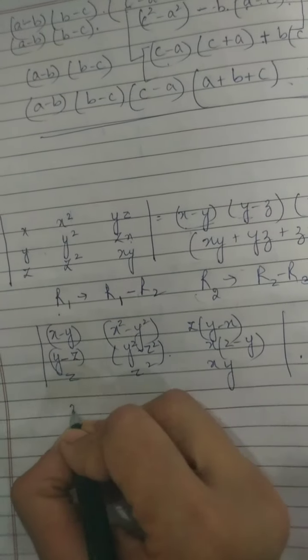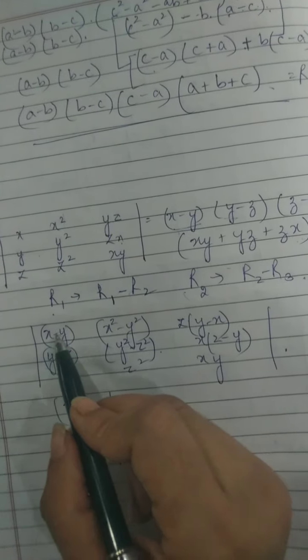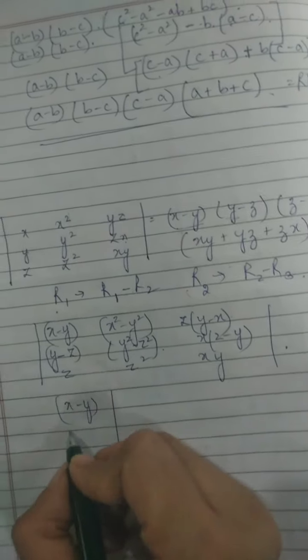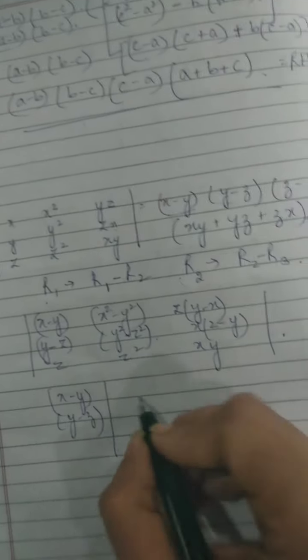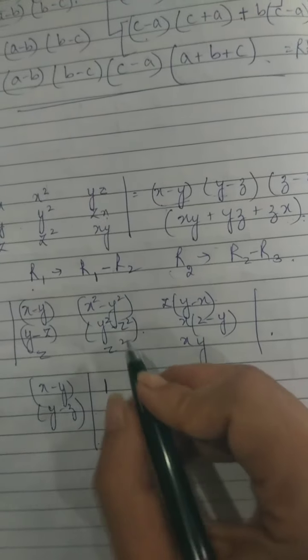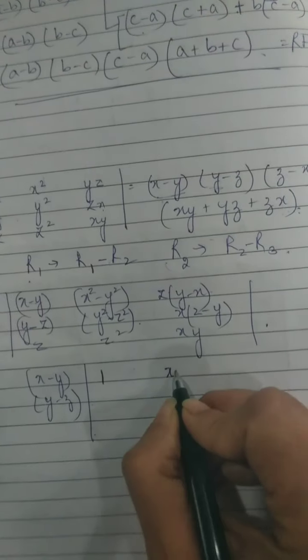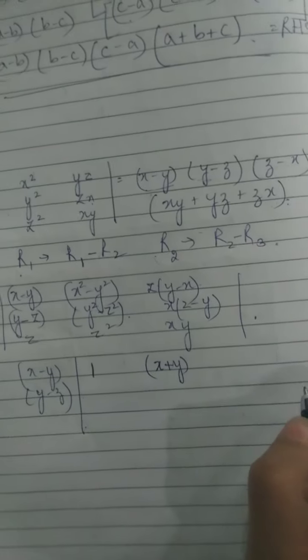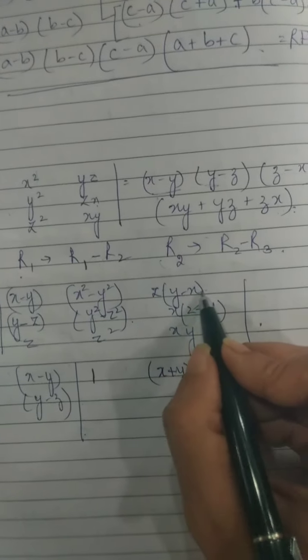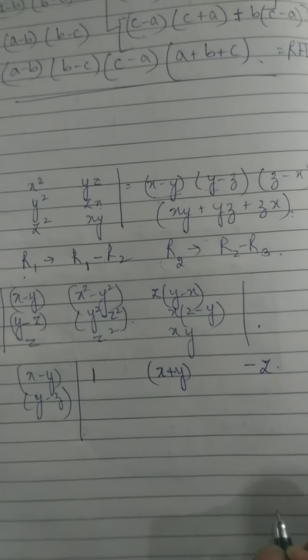Next, we can take x minus y as common from R1 and y minus z common from R2. So this is 1. This x square minus y square is x minus y into x plus y. X minus y taken common, so we are left with x plus y. And here we have y minus x, but we need x minus y, so we can take minus common. It will be minus z.